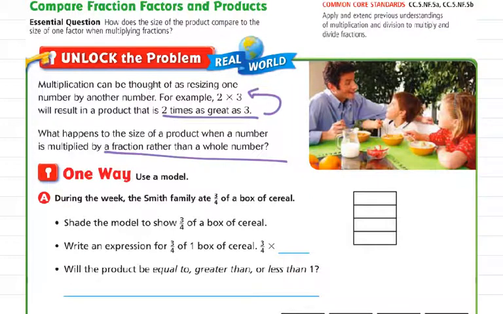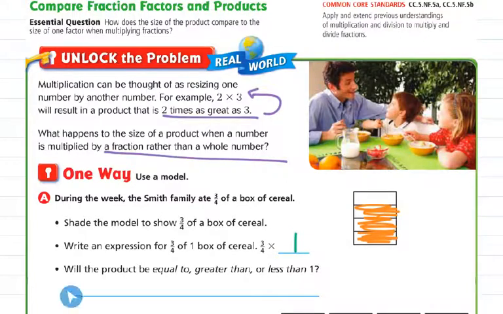So way 1 says to use a model. Let's start here with: during the week, the Smith family ate 3/4 of a box of cereal. So we're going to shade the model to show 3/4 box of cereal. This is the whole box, and the Smith family ate 3/4, so that would be 1/4, 2/4, 3/4. Next, it says write an expression for 3/4 of one box. Well, we know the word of prompts us to think about multiplication. So 3/4 of one box would be 3/4 times 1.